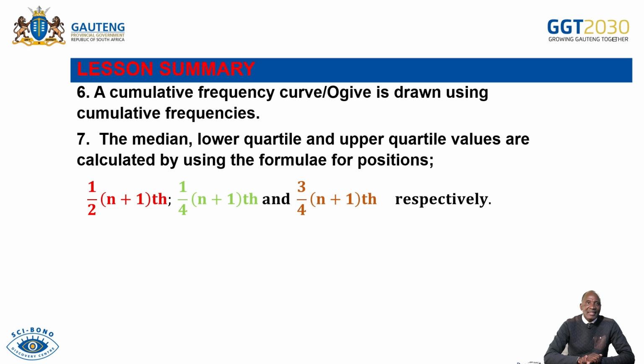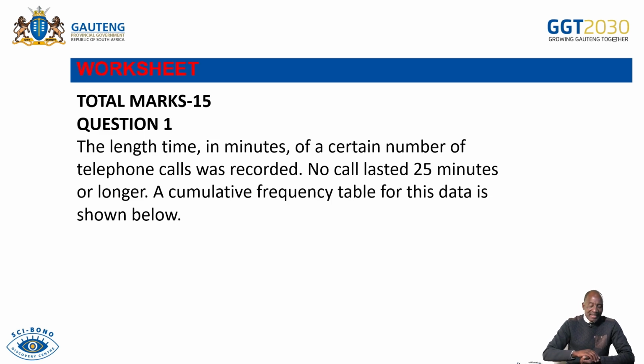The median, lower quartile, and upper quartile values are calculated by using the formulas for positions, which are 1/2 of (n+1), 1/4 of (n+1) and 3/4 of (n+1) respectively, in that order, right? Then here is a worksheet that you'll have to go through on your own and practice these questions.